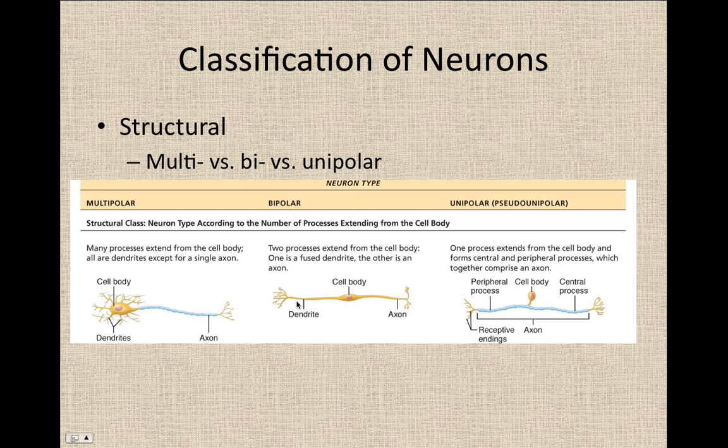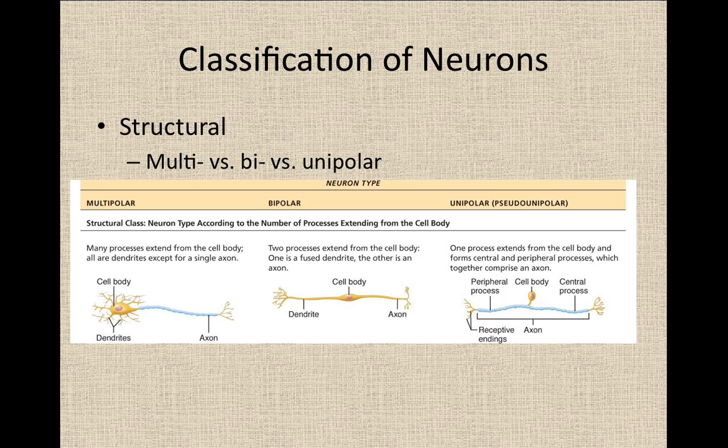One of them is because this would be for special senses like vision and smell, and you go through these small channels that the cell body just is going to be too big for, or in vision it's going to get in the way. And then pseudo-unipolar, you have one process that extends from the cell body and it goes into the middle of the axon. Okay. Forms the central and peripheral processes, which together comprise an axon.